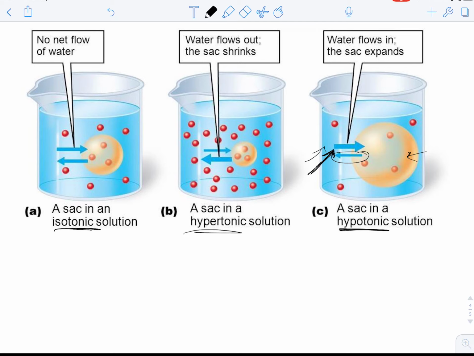Okay, and then here is our hypertonic solution. With a hypertonic solution, we have a greater solute concentration, greater osmotic pressure. So in order to equalize that, you have to have the rate of solvent going into that hypertonic solution being greater. Okay?